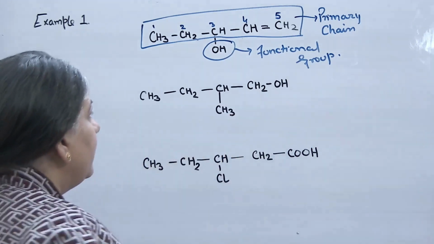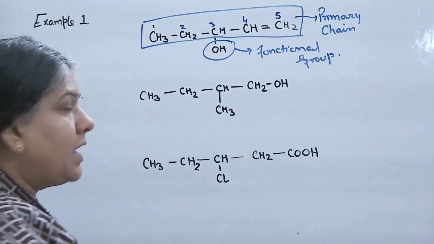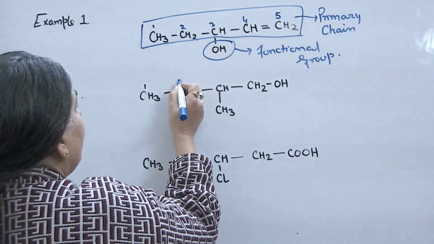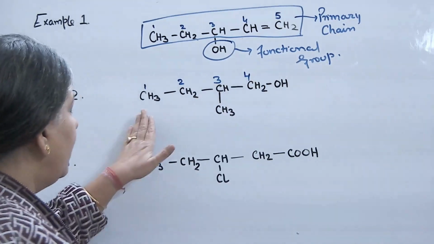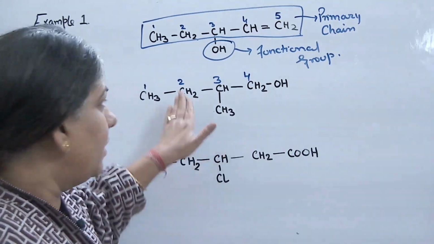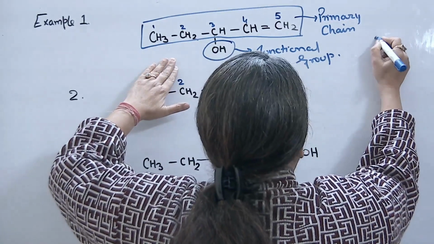Now come to this example. See again, let's see the longest carbon chain. 1, 2, 3 and 4. So the root word will be but, and in this case the root word will be pent.